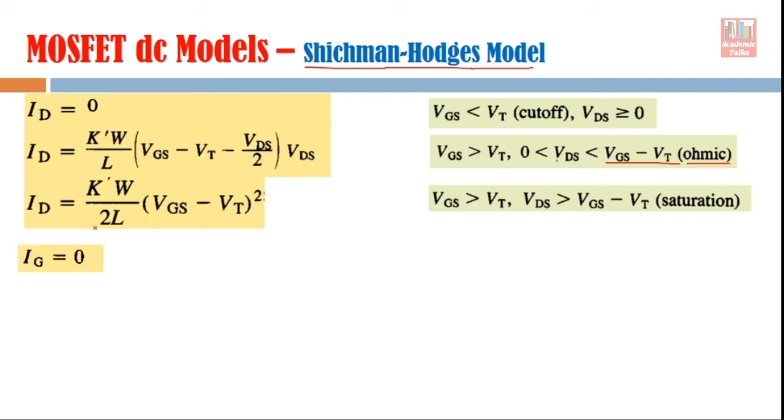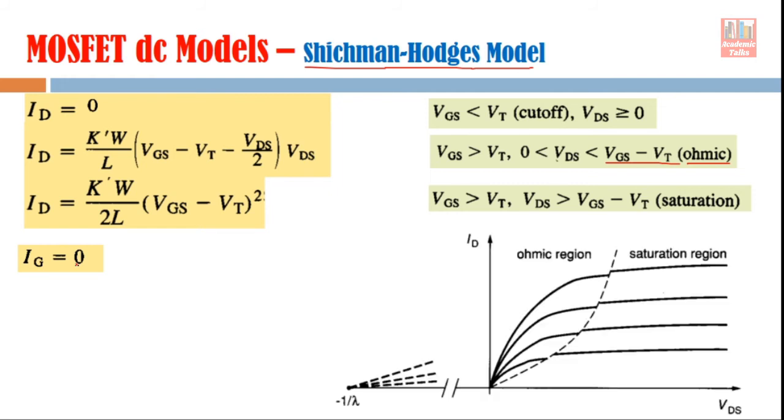And IG is always zero. We discussed in the previous slide that since there is an insulating region between the gate terminal and the channel, the gate current will always be zero, right? And the characteristic curves are shown something like here.